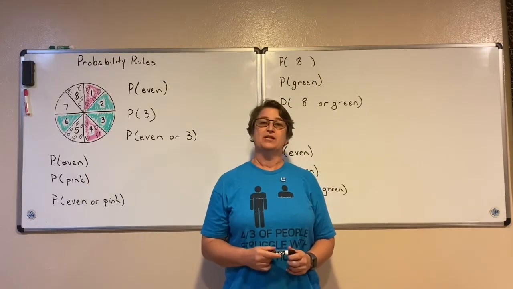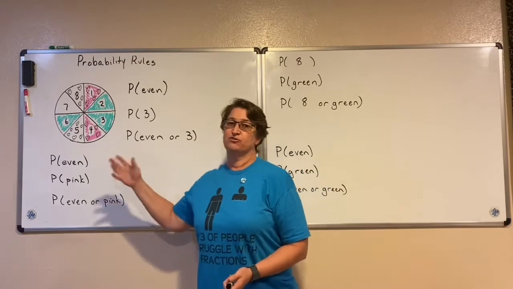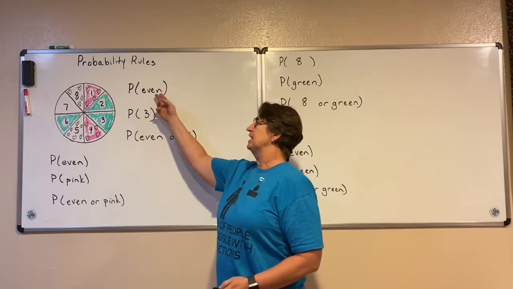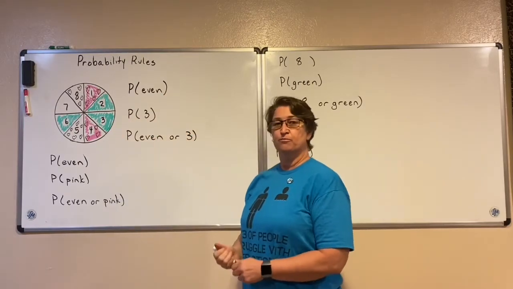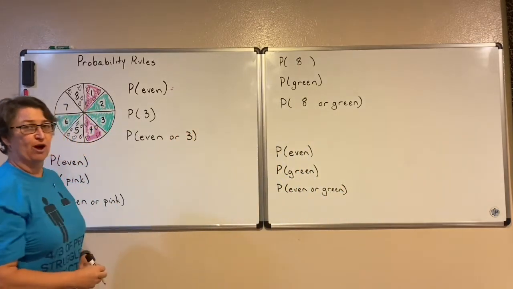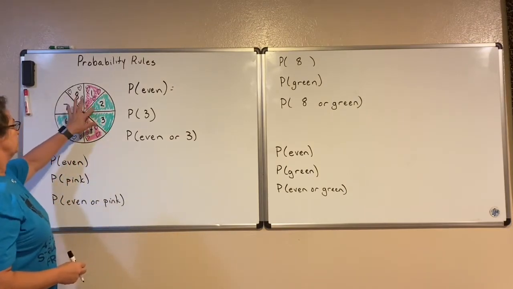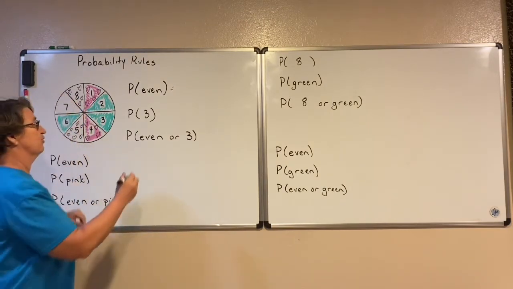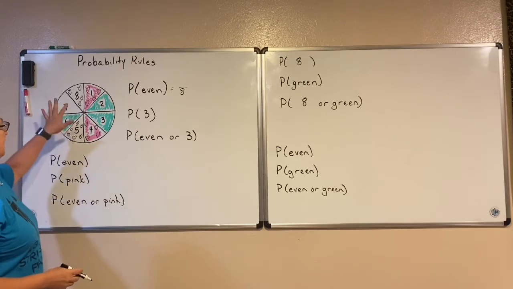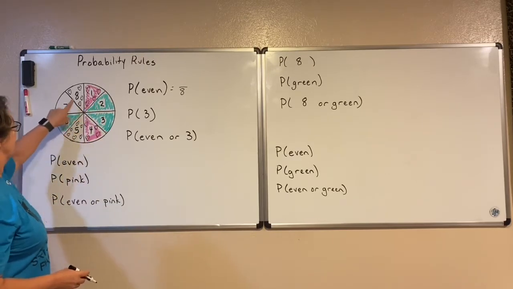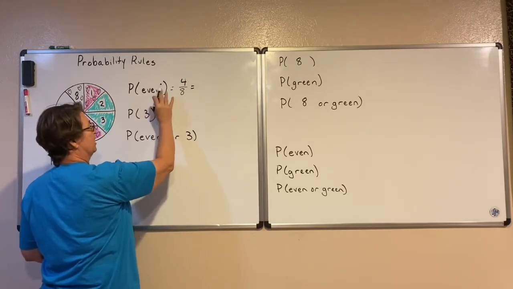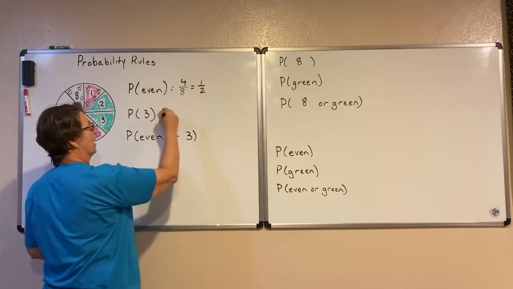Let's look at probability rules. So first, we have this spinner here, and we're just going to find some probabilities. Let's find the probability of spinning an even number. Remember that to find the probability, we take the total number of outcomes. In this case, there are 1, 2, 3, 4, 5, 6, 7, 8 different pieces. And we look at the number of those events. So here, evens. There are 1, 2, 3, 4 even numbers. So the probability we spin and hit an even is 1/2, or 4 out of 8.